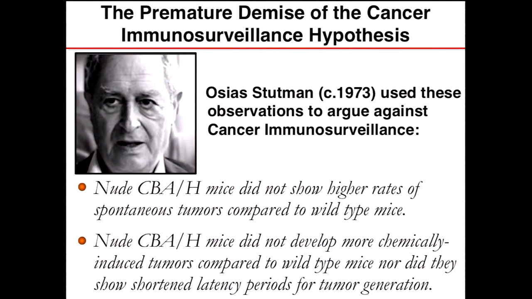Within 10 years, however, Osias Stutman, who interestingly was a member of Lewis Thomas's own department, could put the concept of cancer immunosurveillance to the experimental test. Basically, what had happened was advances had occurred within the fields of immunology, cancer biology, and mouse genetics, and allowed Stutman to predict that if cancer immunosurveillance actually occurred, then mice with defects in their immune system should show higher cancer rates for both spontaneous and carcinogen-induced cancers compared to their normal counterparts.